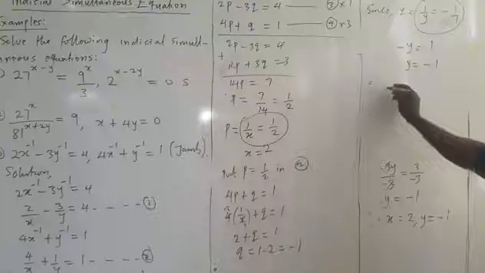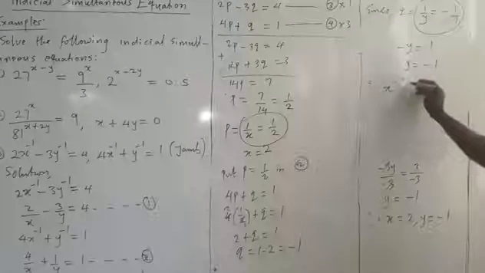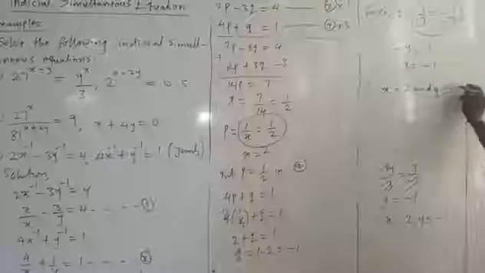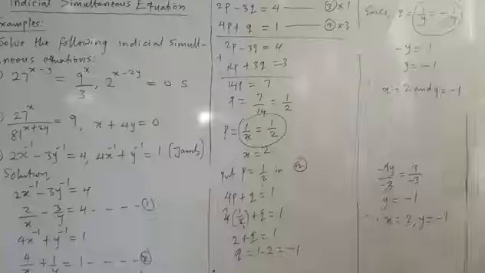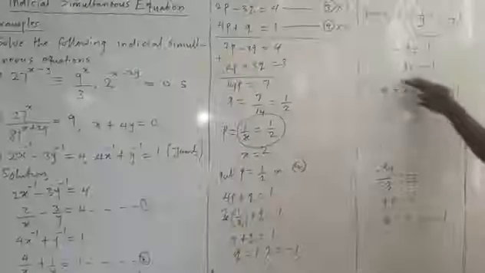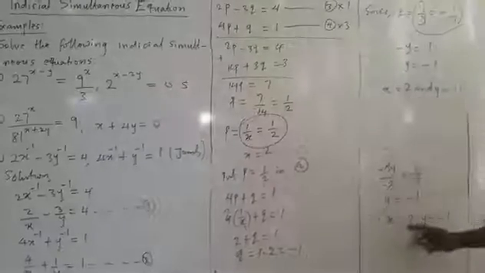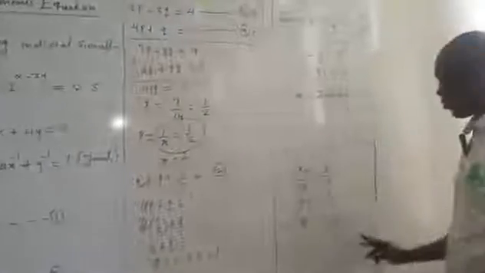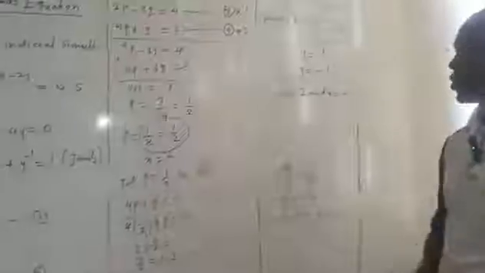So therefore, x equals 2 and y equals minus 1. So that is that. If you compare the two answers, you can see the value of x from the first method, which is 2, is equal to the value of x in the second method, and the value of y, minus 1, is the same. So thank you.